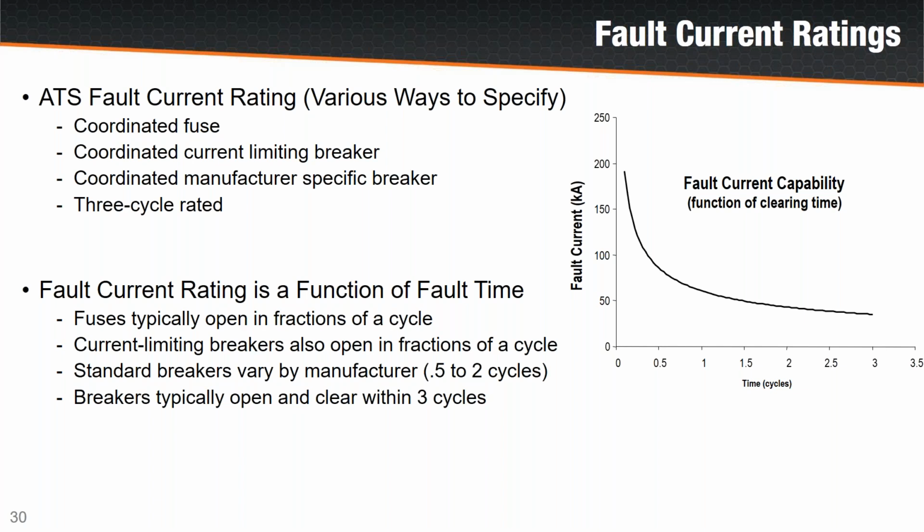So that drops you into the manufacturer specific breaker rating. Typically, those ratings are usually somewhere between 1.5 and 2 cycles. So they're going to give us a little more fault current capability than a 3-cycle rating. A 3-cycle rating is also called an any breaker rating. So you don't have to make sure the breaker's on a list if you use a 3-cycle rating, but you're going to find that the 3-cycle rating from a kA standpoint is a little bit lower than the coordinated breaker rating.